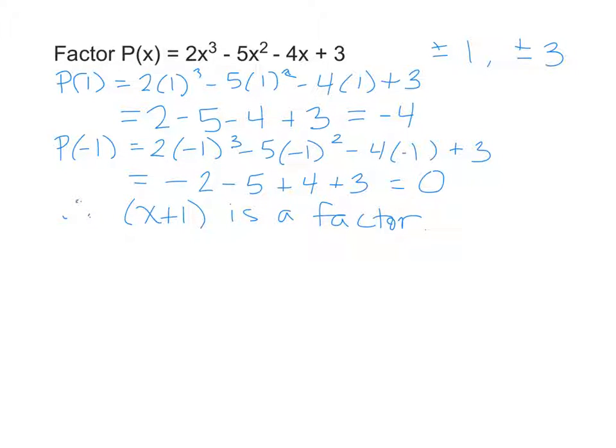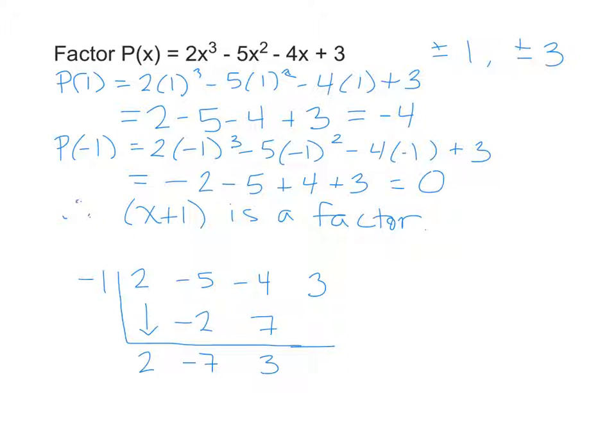So now I'm going to take that polynomial and divide it by that x plus 1 factor. So I'll do -1 into 2, -5, -4, and 3. Bring down that 2, multiply, add, multiply, add, multiply. Remember all this. Remainder is 0, no surprise there, right? We already knew the remainder was going to be 0.